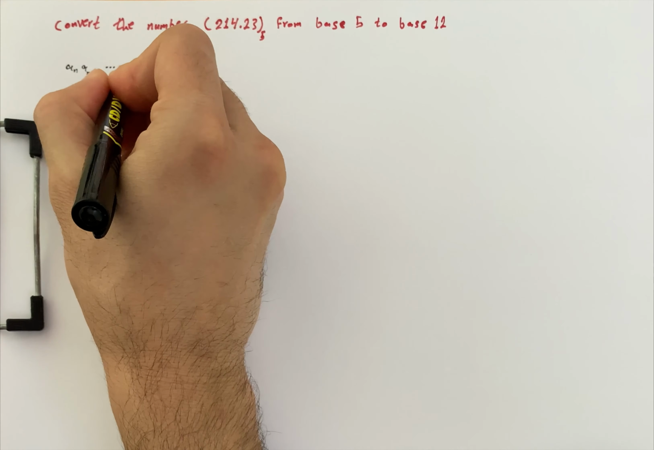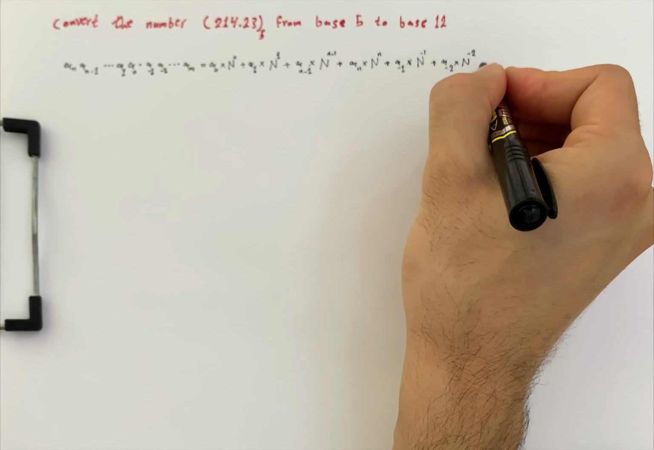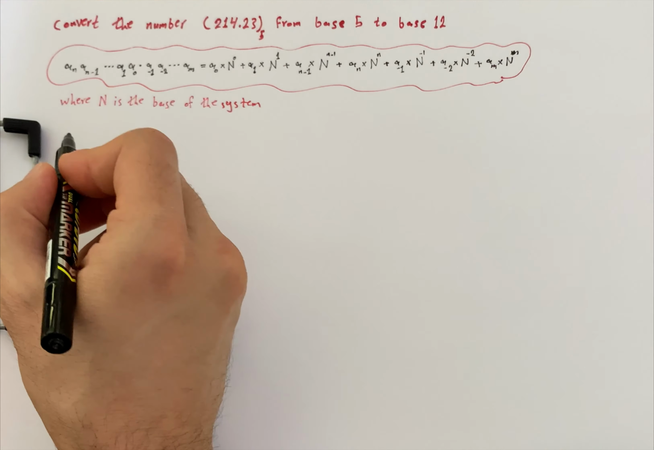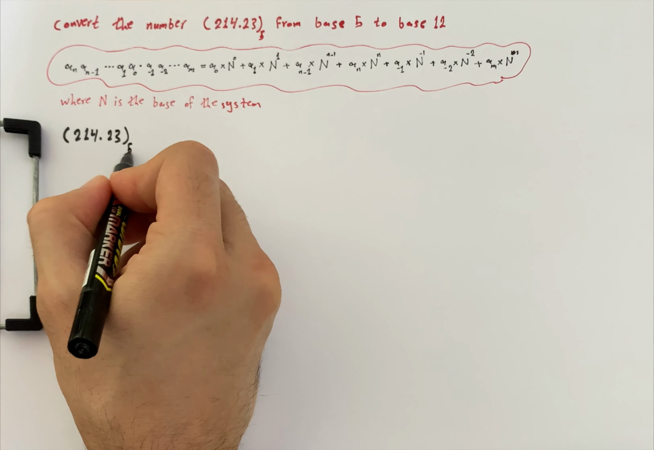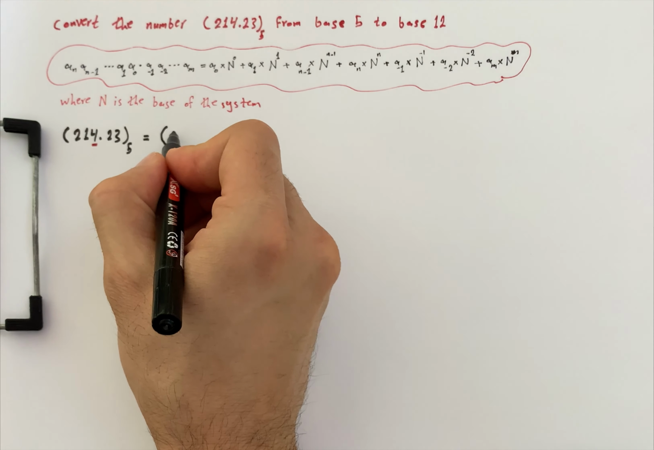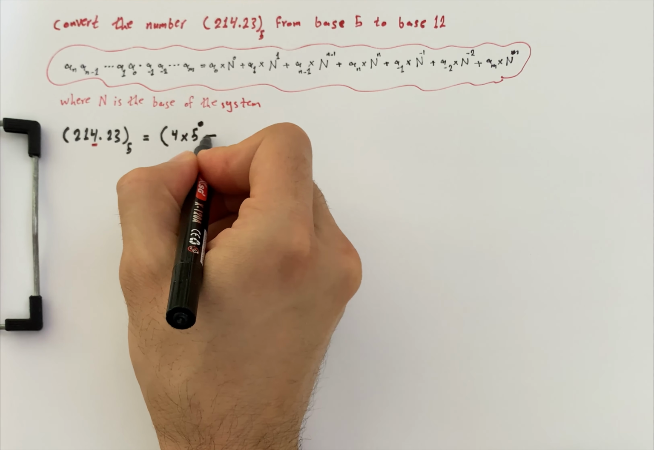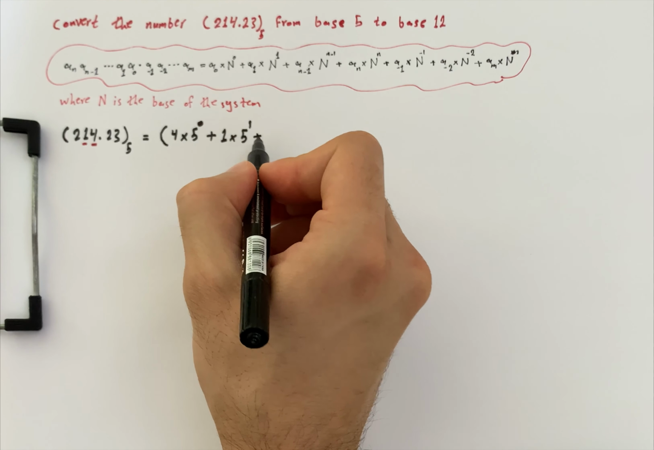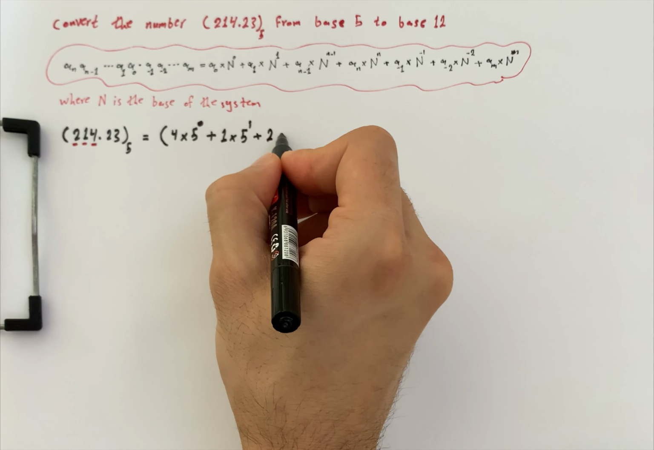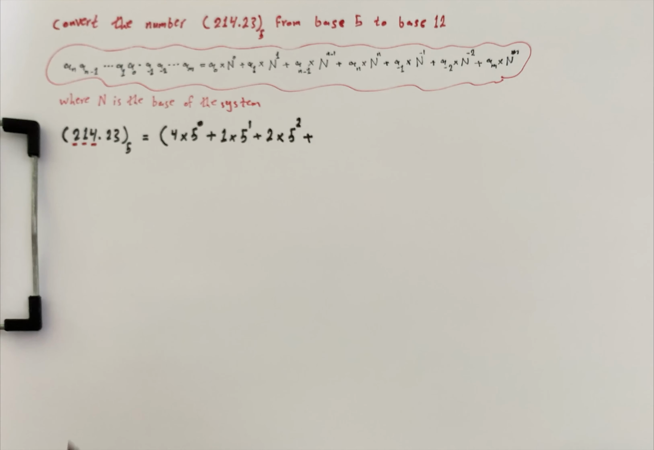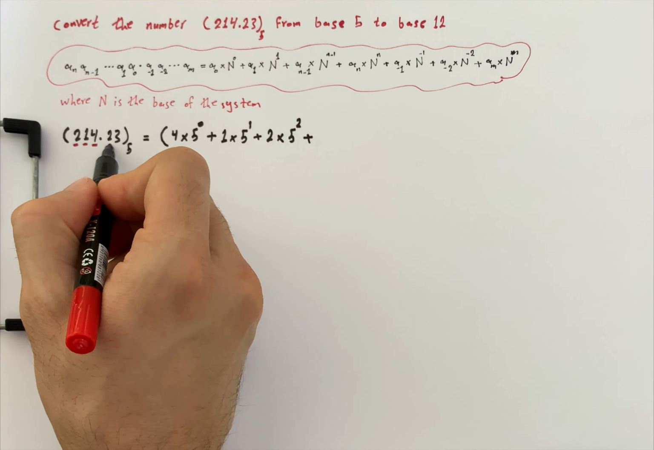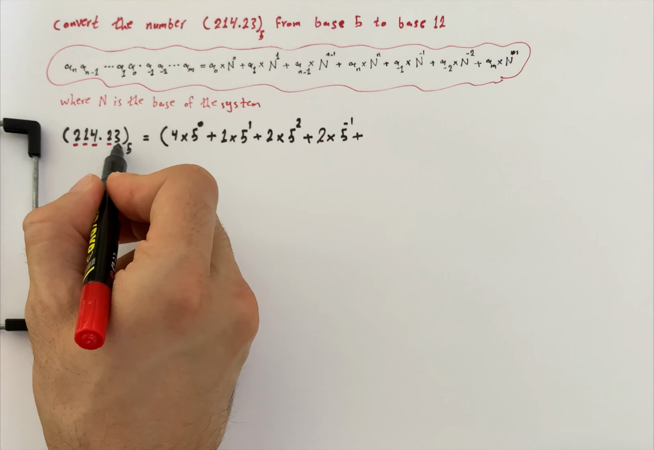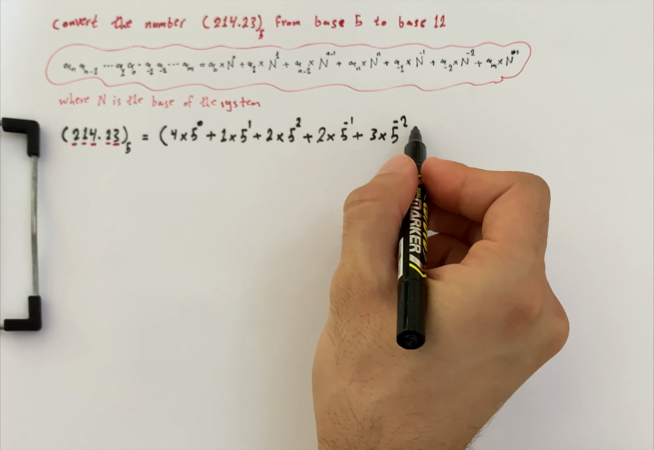To convert a fractional number from base 5 to decimal, as we did earlier, we will use this law, where n is the base of the system. By applying the above law, we take the first right digit before the decimal point, this 4, and multiply it by the base 5 to the power of 0, plus the next left digit, this 1, and multiply it by the base 5 to the power of 1, plus the last digit, this 2, multiply it by the base 5 to the power of 2. And for the fractional part, we take the first digit after the decimal point, this 2, and multiply it by the base 5 to the power of minus 1, plus the next digit, this 3, multiply it by the base 5 to the power of minus 2.